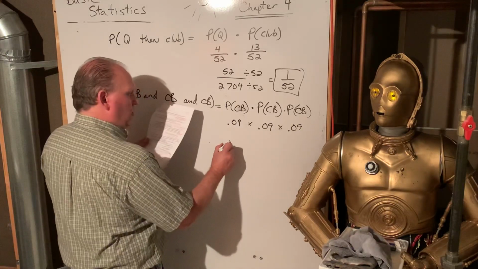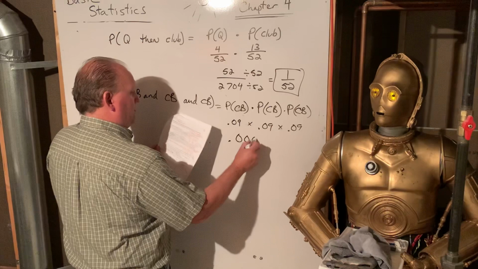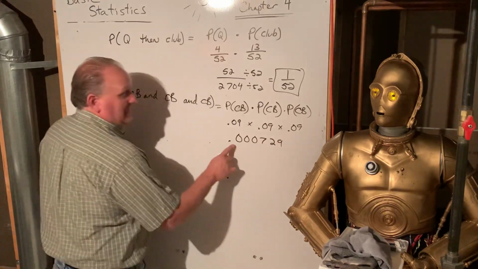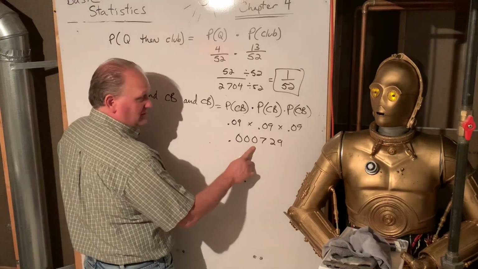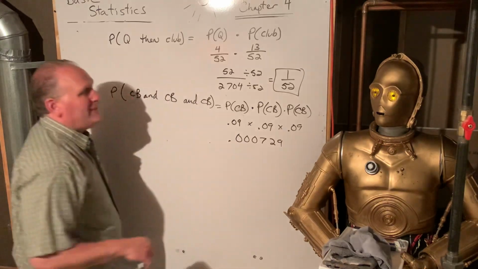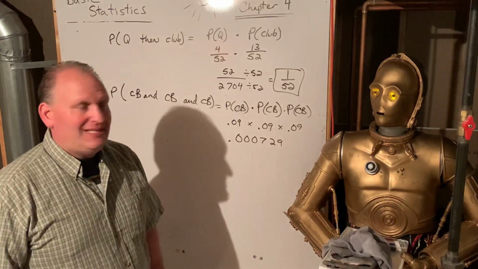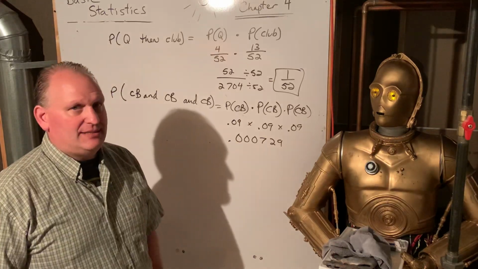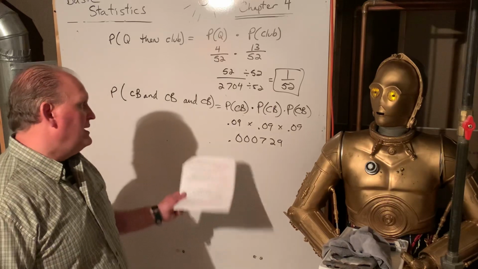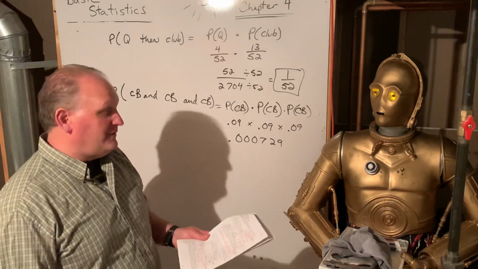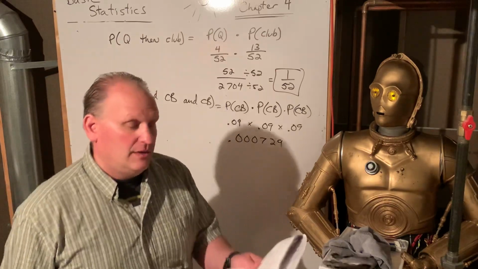And so look, 0.729. So look, if I make this into a percent, that's a decimal. If I make it into a percent, it's 0.07 of a percent. It's not a very likely outcome that 3 randomly chosen people would all be colorblind, even though there's 9% of the people that are.